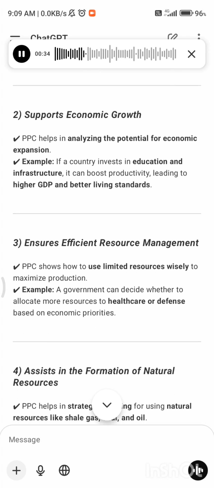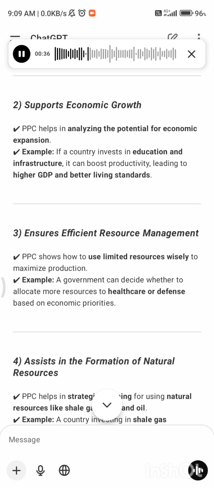2. Supports economic growth. PPC helps in analyzing the potential for economic expansion. Example, if a country invests in education and infrastructure, it can boost productivity, leading to higher GDP and better living standards. And 3, ensures efficient resource management.